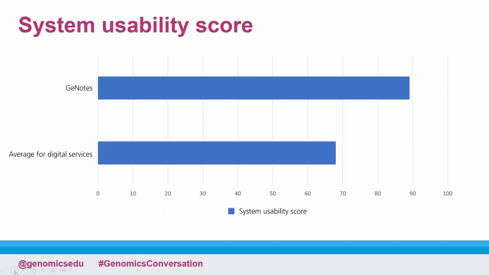Just to give some more summary data, the system usability score is a set of 10 questions that are designed to measure the overall ease of experience of using a digital resource. You pull them together and it gives you an overall score for how people found the experience. Our user testers tell us that the average for digital services, when you test them with this set of questions, is around 68. So you can see we were really pleased that GeNotes really outstripped this, achieving nearly a 90 score for system usability.